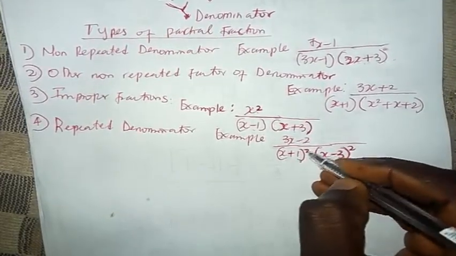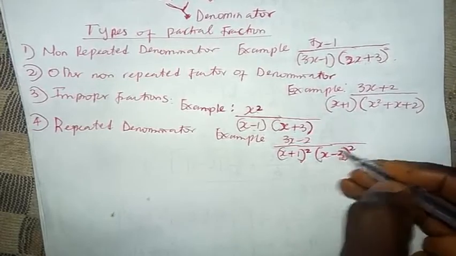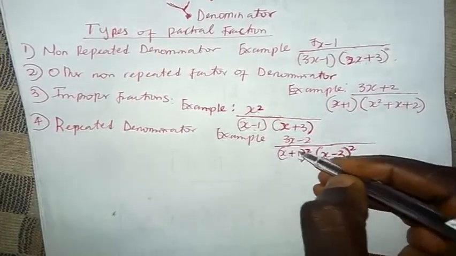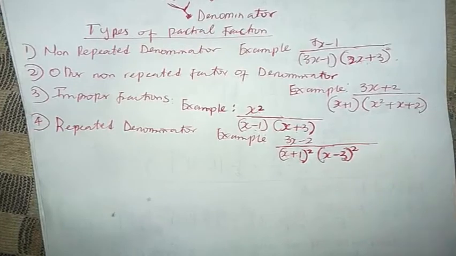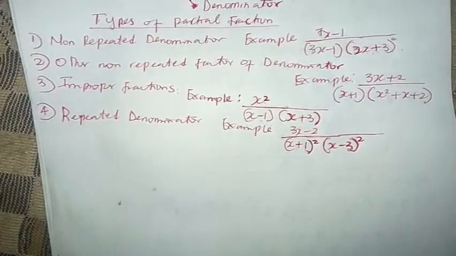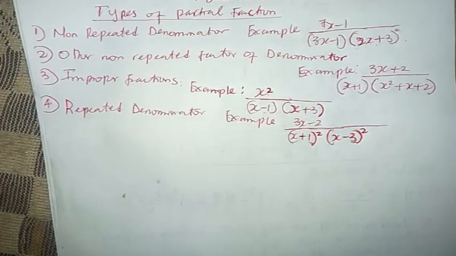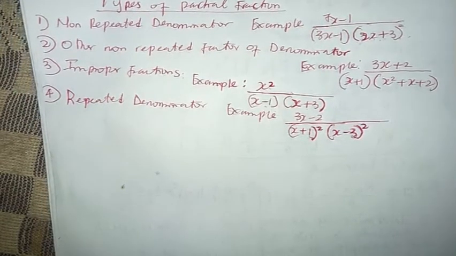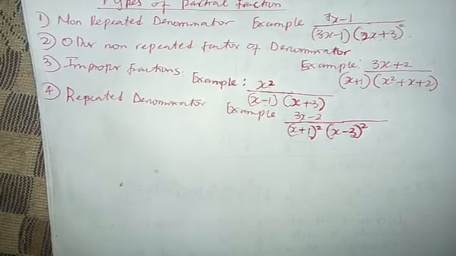The power might be 3, it might be 4, it might be 5, it might be anything, just so that the power is being repeated here. So that's what we refer to as a repeated denominator. So let's solve the question with the normal process first. I will use the normal process first, and I will use the trick, because the trick is the major thing I want to do here. But for you to know the concept of partial fraction very well, I'm going to do the normal process first. So let's get started.